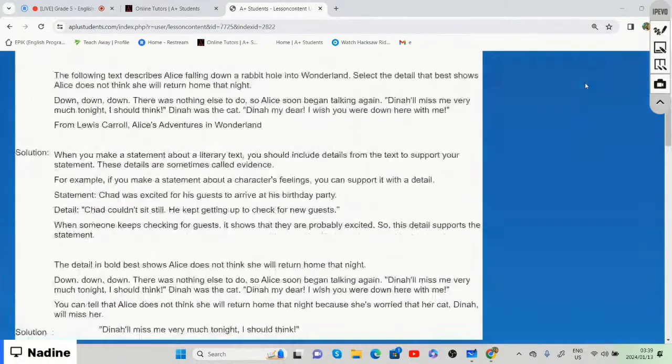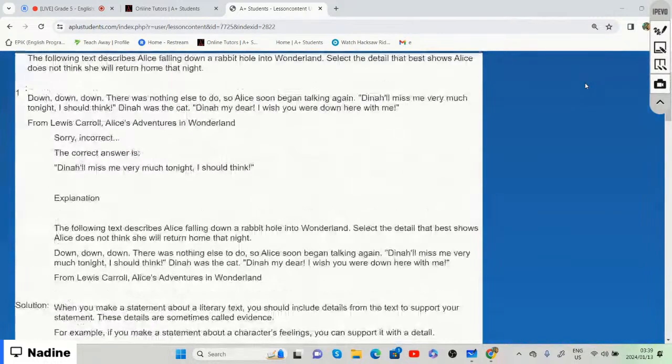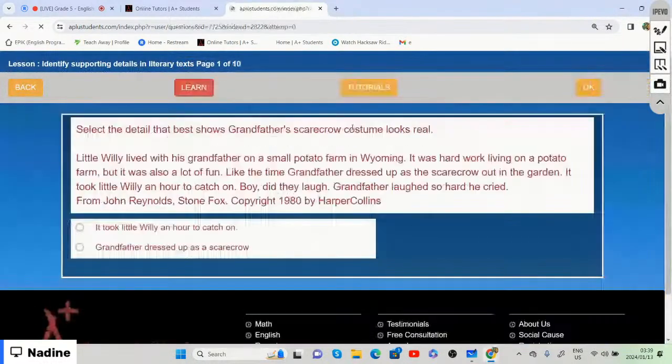All right, now we're going to our text. We are going to identify supporting details in a literary text, right? It says select the detail that best shows grandfather's scarecrow costume looks real.